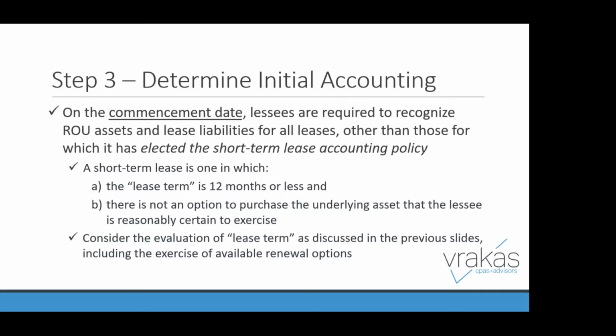So a short-term lease is one in which the lease term is 12 months or less, and there is not an option to purchase the asset that the lessee is reasonably certain to exercise. So when we look at this, it says the lease term is 12 months or less. As we talked about earlier, when you're considering what the lease term is, you have to evaluate those available renewal options. So let's say you had a lease that was 12 months long and it included 5 one-year renewal options.